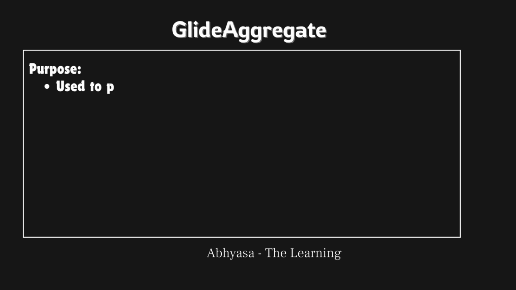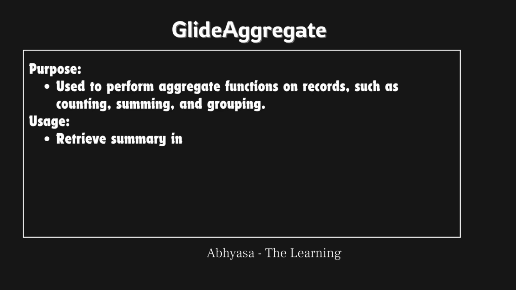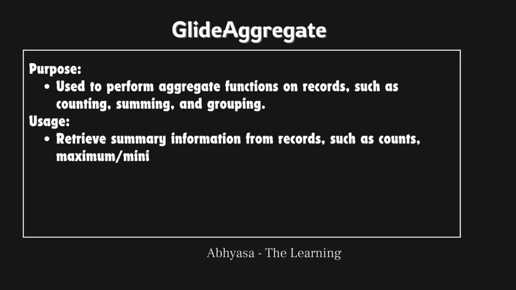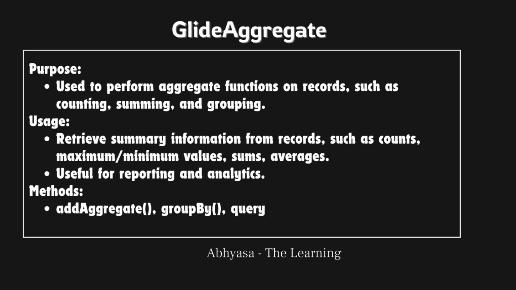GlideAggregate. Purpose: used to perform aggregate functions on records, such as counting, summing, and grouping. Usage: retrieves summary information from records, such as counts, maximum, minimum values, sums, averages. Useful for reporting and analytics. Methods: addAggregate, groupBy, query, next, getAggregate, etc.